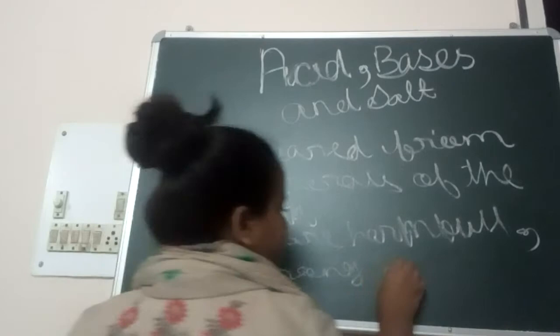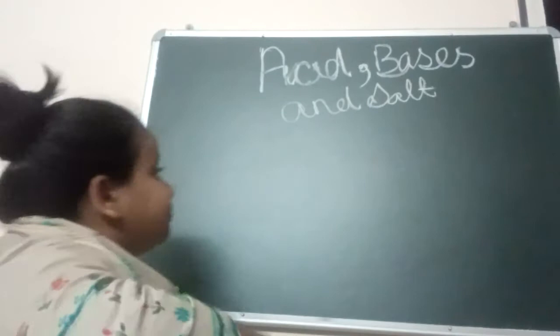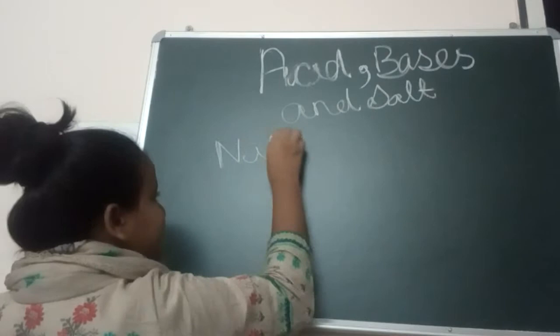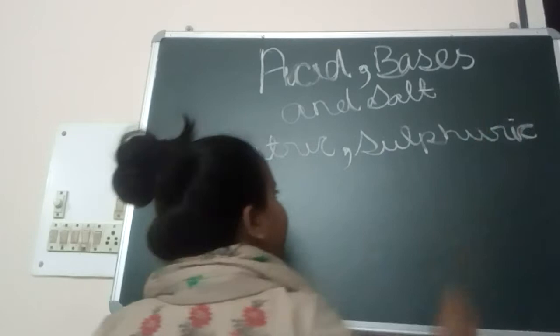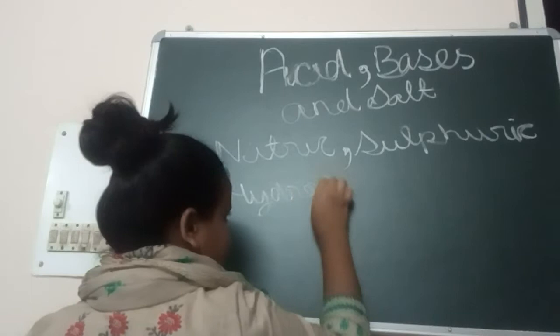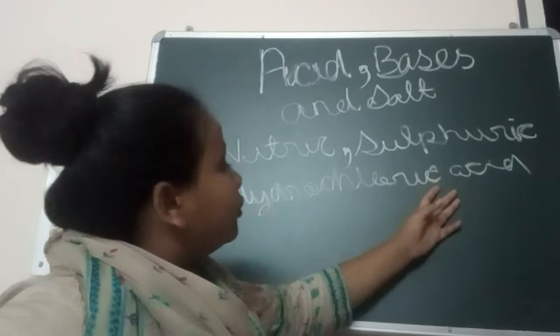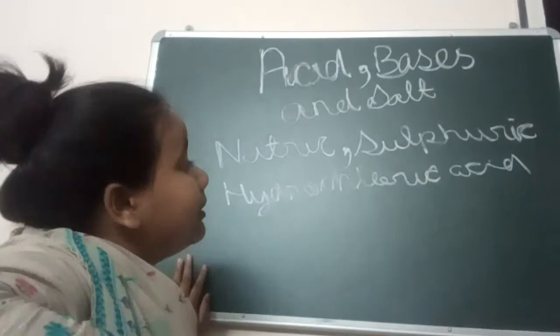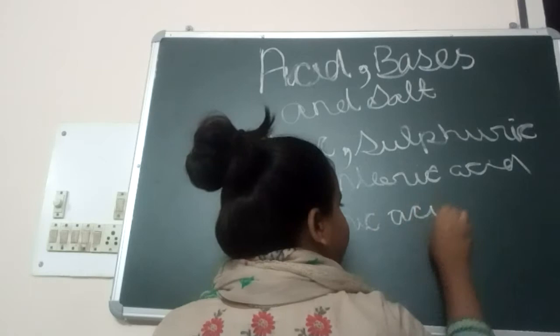Some of the examples of mineral acid are as follows: nitric acid, sulfuric acid, and hydrochloric acid. Carbonic acid is a weak acid.